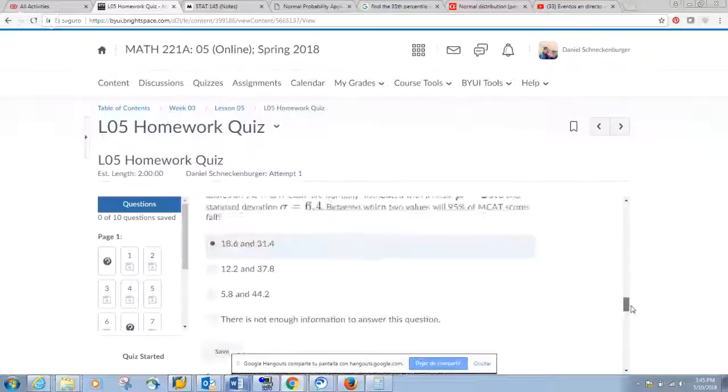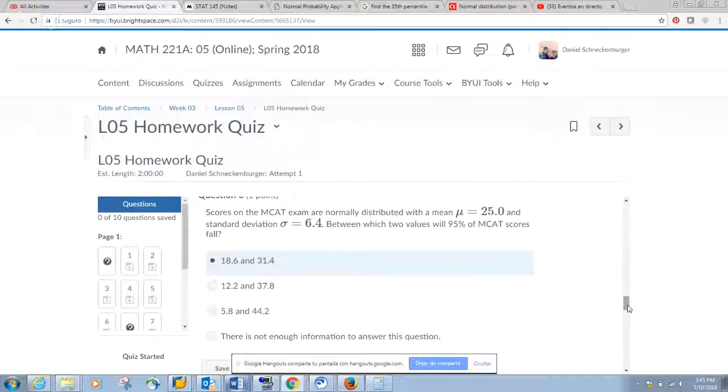Oh, this one. Wait. Yes, go ahead. I just wanted to calculate that real quick just to make sure. All right. On my calculator, I got, adding 2 standard deviations on either side, 12.2 and 37.8.